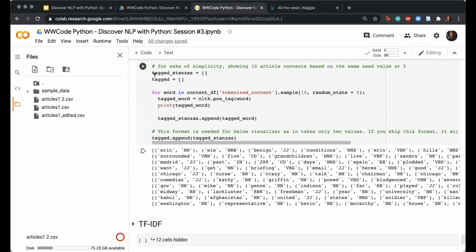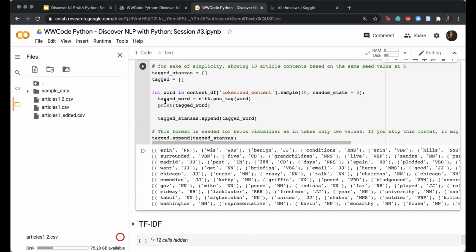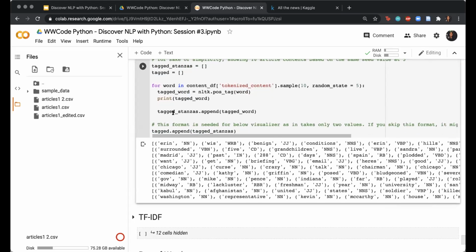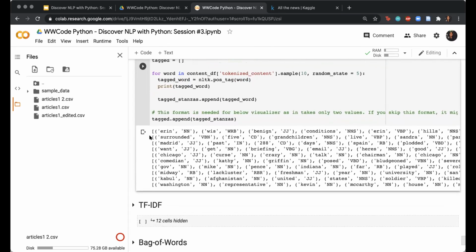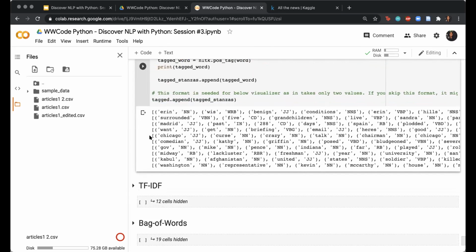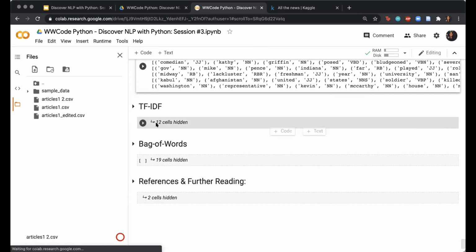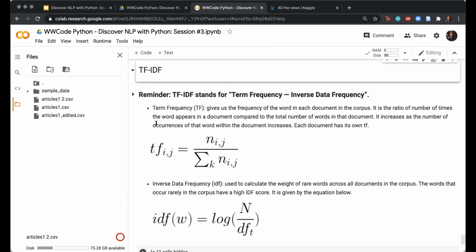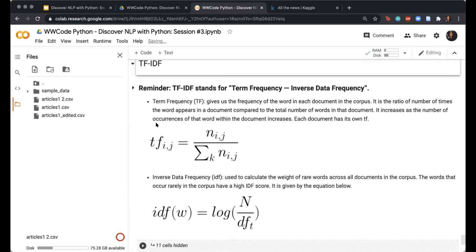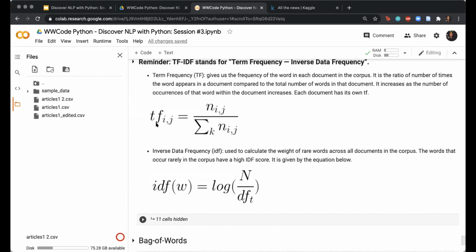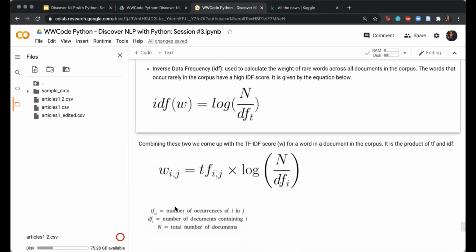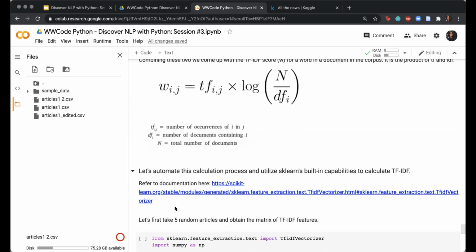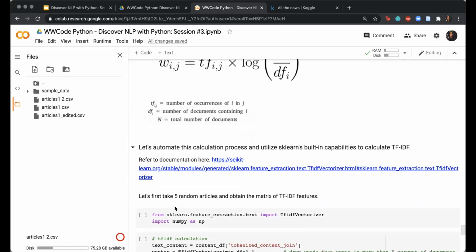So for the sake of simplicity, we are going to show only 10 article contents based on the same seed value, which is 5, so that every time you run this cell, you get the same results. So that's what random state is used for. Finally, we have TF-IDF technique. So we talked about the working and the formulas already in the presentation. So we are just going to use the particular library and perform that.